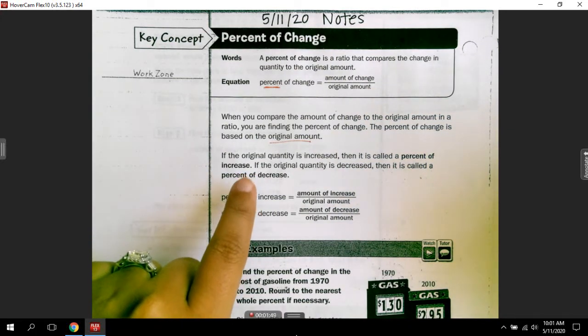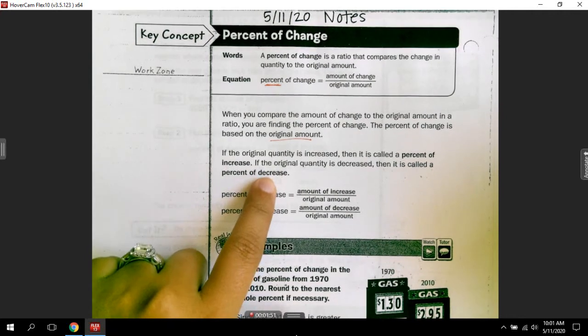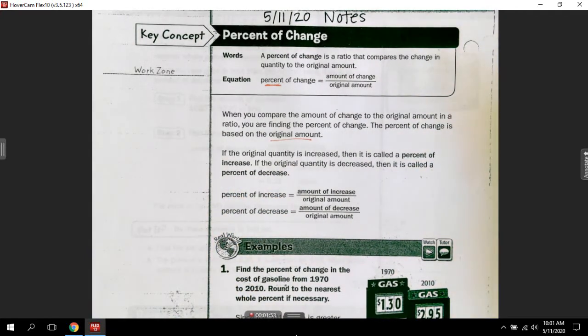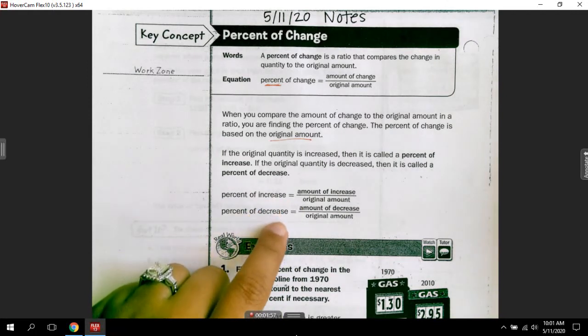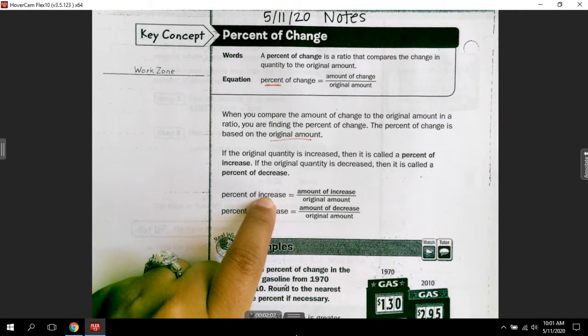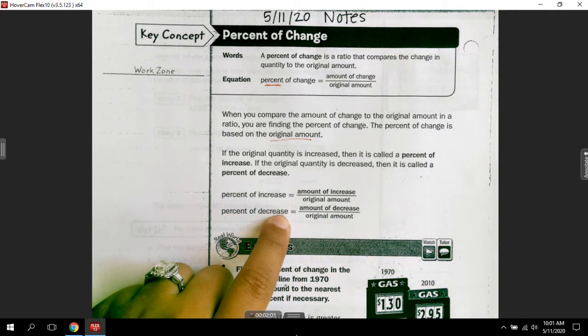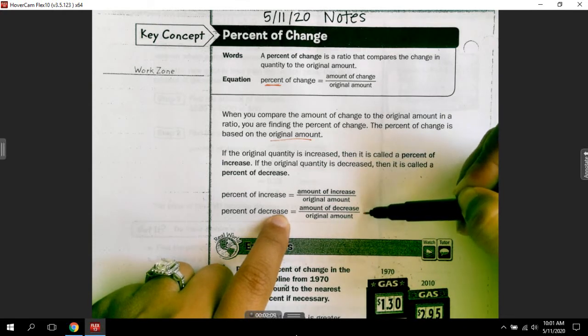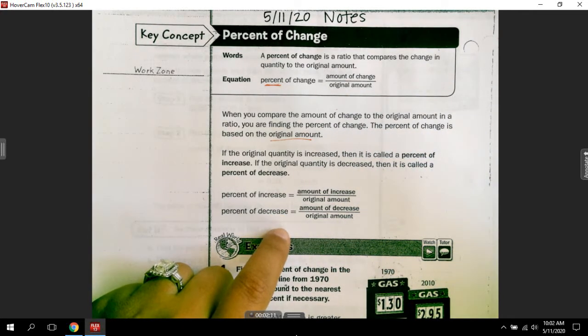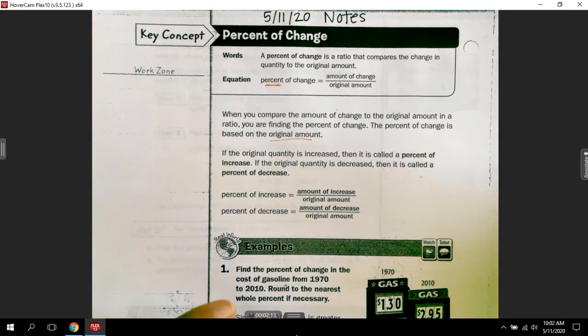And then we have a percent of increase and a percent of decrease. Okay, so just as it sounds. If you're increasing, then it's a percent of increase. If you're decreasing, it's a percent of decrease. Okay, so if you're going up, it's increase. If you're going down, it's a decrease. You're finding it the same exact way. Okay, and you can even figure out if it's an increase or a decrease before you even start calculating.